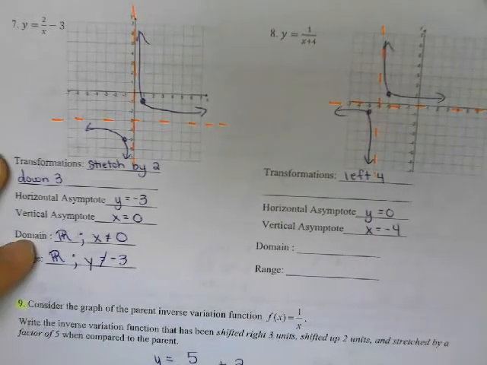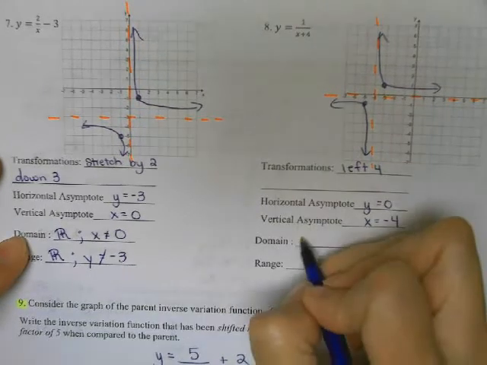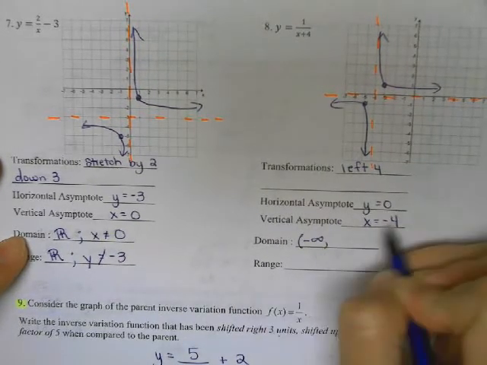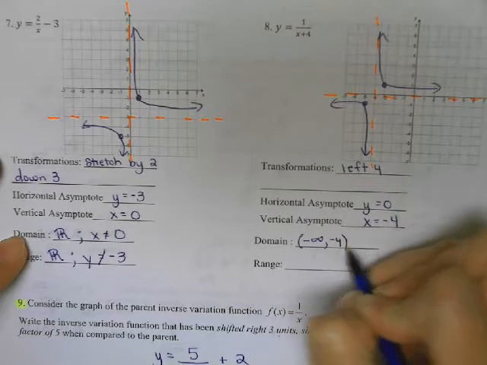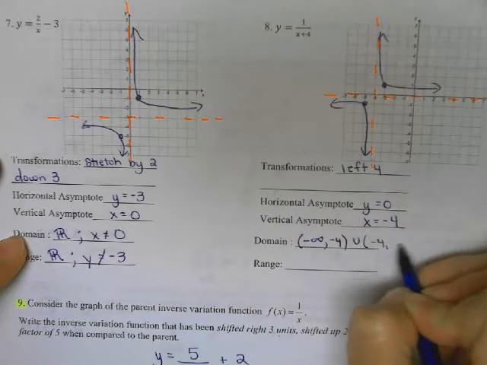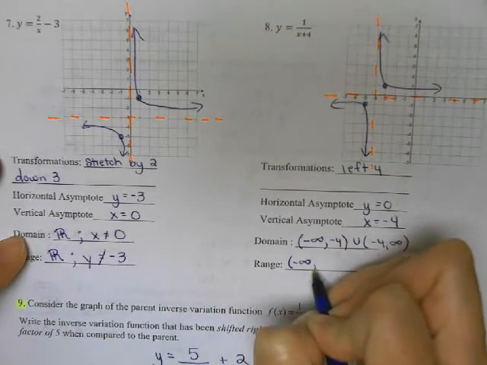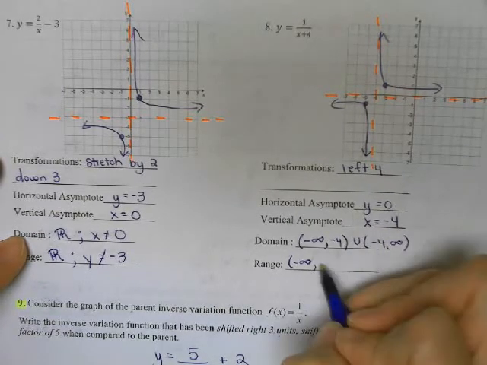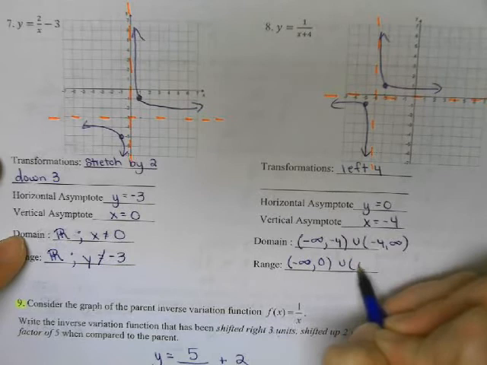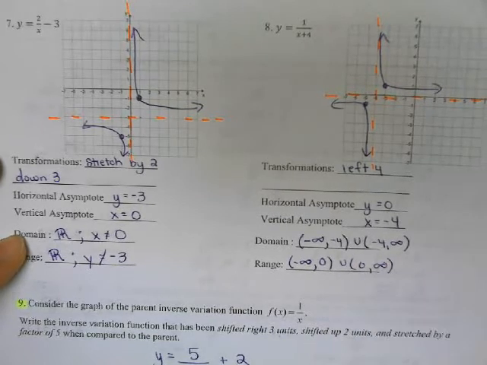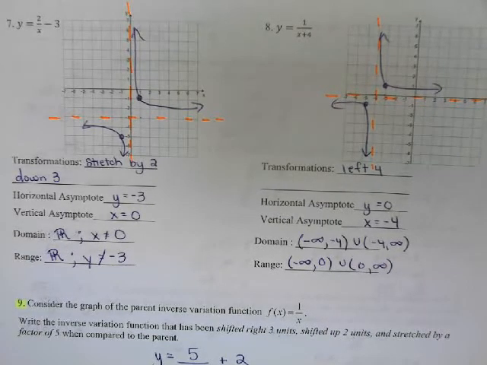Now domain, I'm going to go ahead and use my interval notation. So negative infinity to my breaking point of negative 4, and then negative 4 to infinity. Same thing with range, negative infinity to the breaking point at 0, and then 0 to infinity. Okay. So those are your graphs.